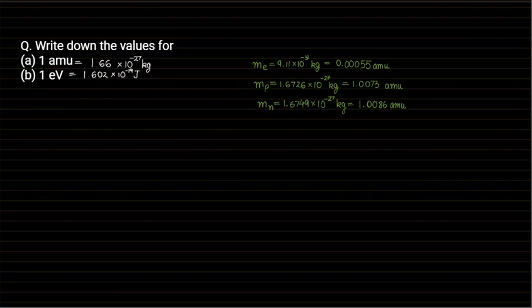For now, you can just remember these values. If you want to remember further, remember the mass of the electron, 0.00055 AMU; the mass of the proton, 1.0073 AMU; and the mass of the neutron, 1.0086 AMU. This will help us when we solve the numericals.